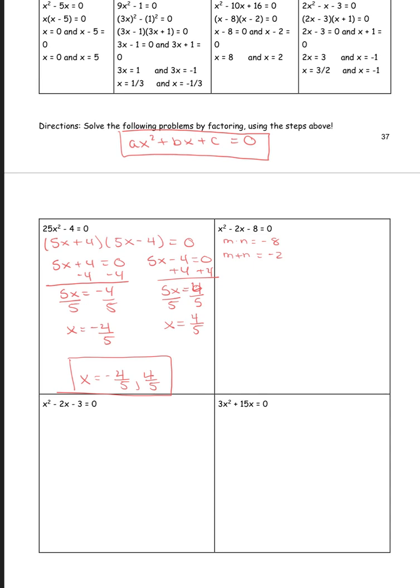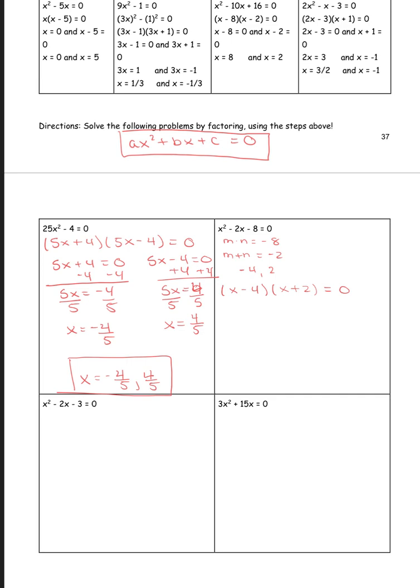Thinking of two numbers that multiply to negative 8 and add to negative 2, we're looking at negative 4 and a positive 2, because when we multiply them we get negative 8, and when we add them together we get negative 2. Remember, when we're factoring a basic trinomial, all we do is take our factors. We have x minus 4 and x plus 2, and it's all set to 0. So again, we find our factors.